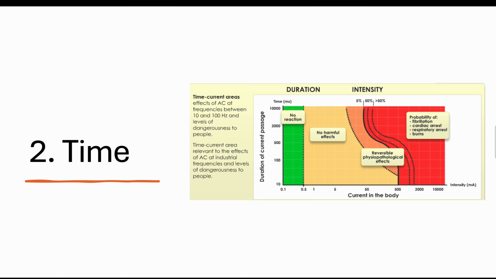How? Because the longer the duration of the exposure of the electrical current, the greater the potential for physiological damage, as you can see from this graph. Why? Because the electric current can generate heat in tissues the longer it is there. And this could lead to burns beneath the skin, and it could even potentially affect the internal organs.